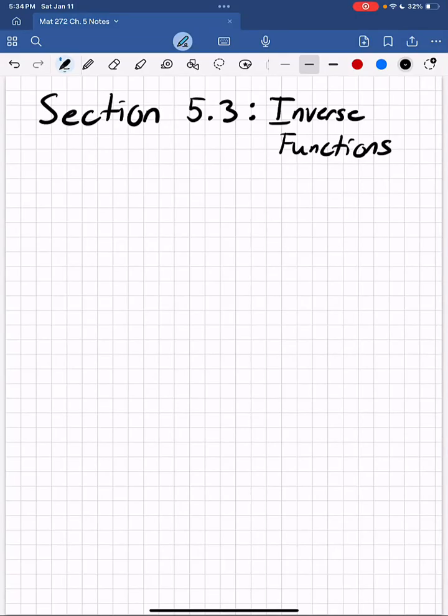All right, so for section 5.3, we're going to discuss inverse functions.